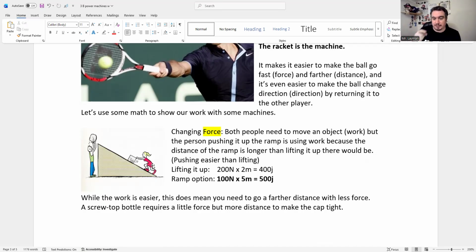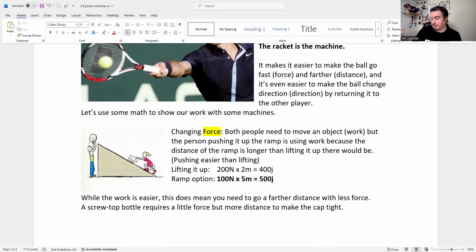Right. But this means I just need to travel farther, and it is significantly easier to push something up a ramp than it is to lift it up. But that doesn't necessarily mean that in this case it's requiring more power. In fact, it's requiring less power. The work is easier. This does mean you need to go a further distance with less force.